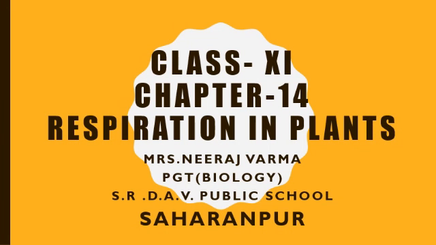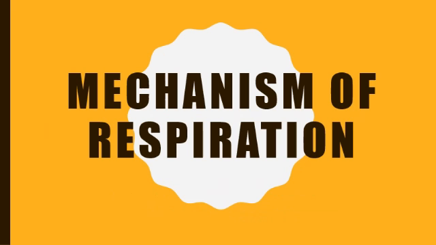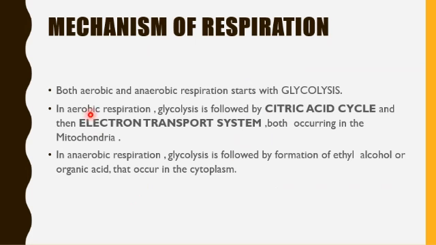Today we are going to continue with our chapter Respiration in Plants. In our previous session we discussed the types of respiration, that is aerobic and anaerobic, and today we will discuss the mechanism of respiration. So both aerobic and anaerobic respiration start with glycolysis.